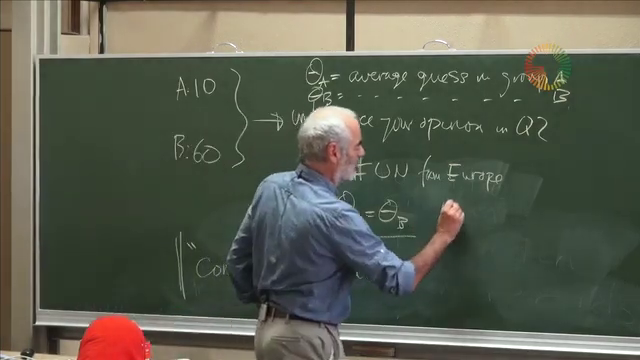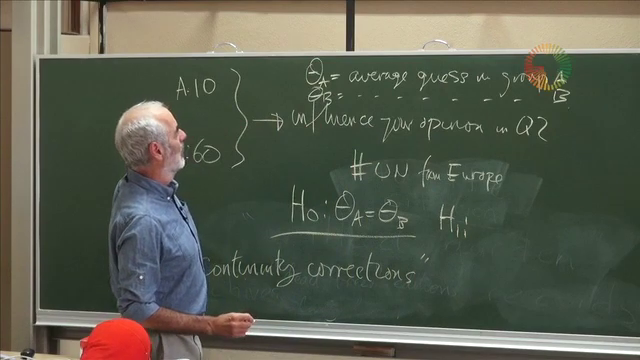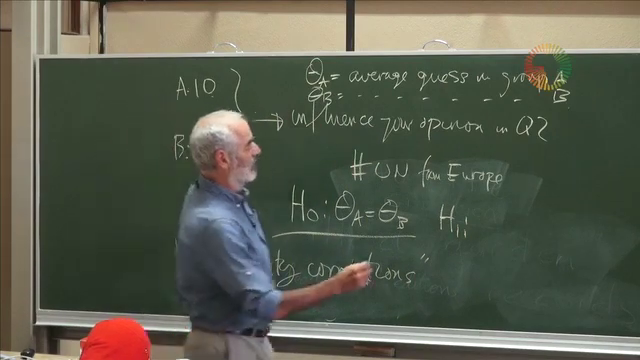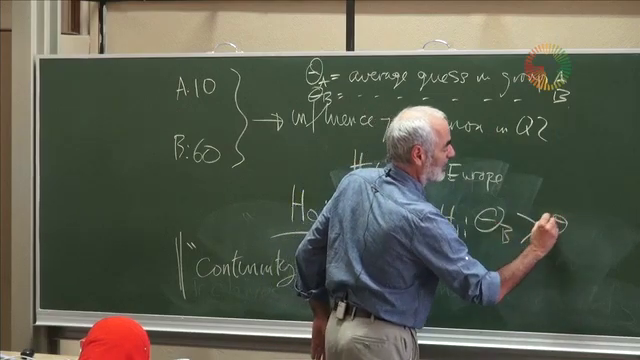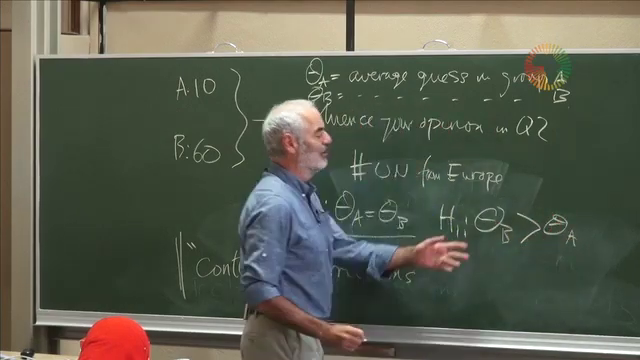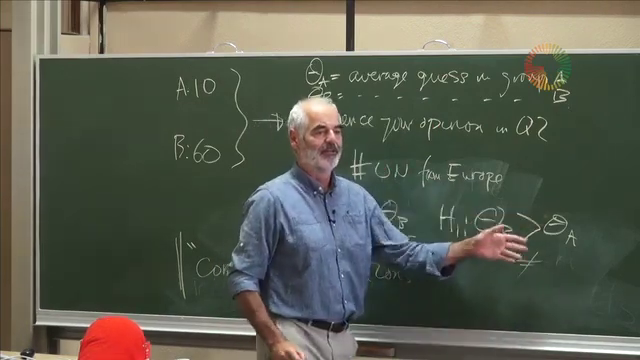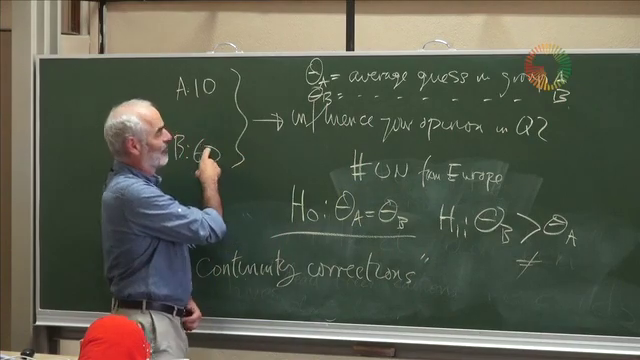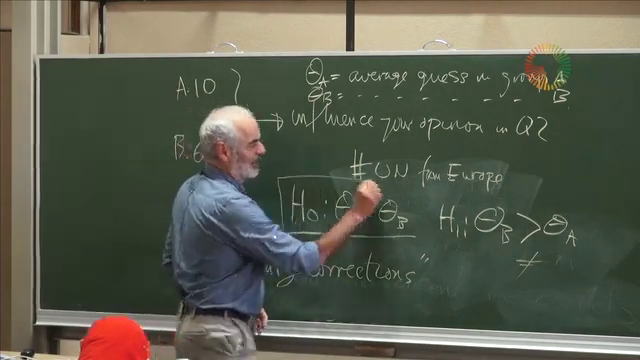But H1 is that theta B should be bigger than theta A. Maybe we should just say not equals to. You do a two-sided. That would be a one-sided test. Maybe this group will have a smaller guess than that, which would be strange. So we're going to test that hypothesis.